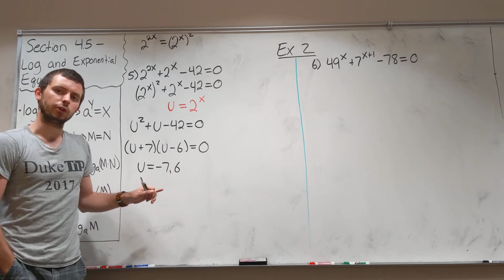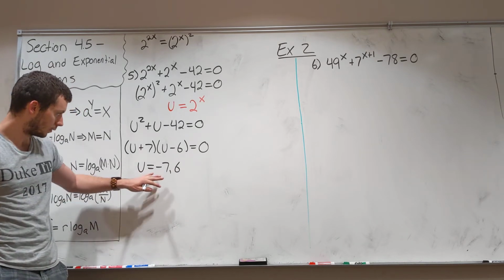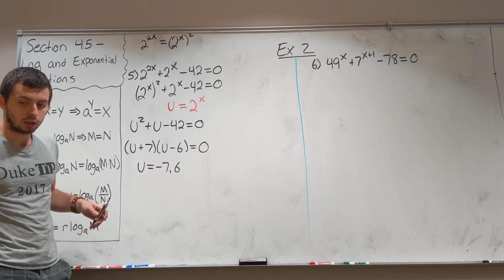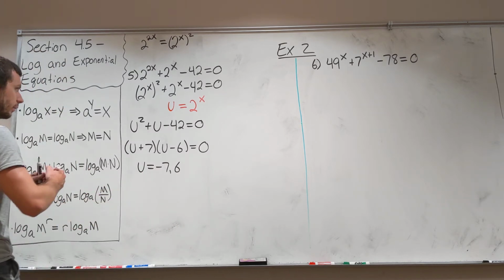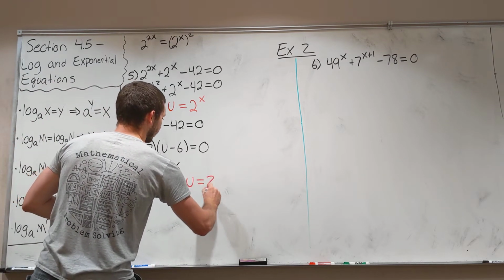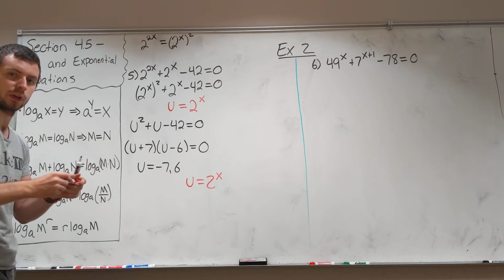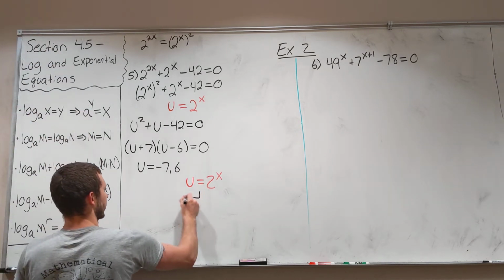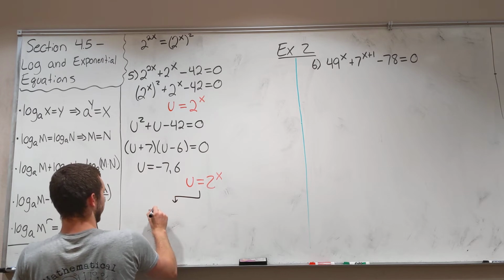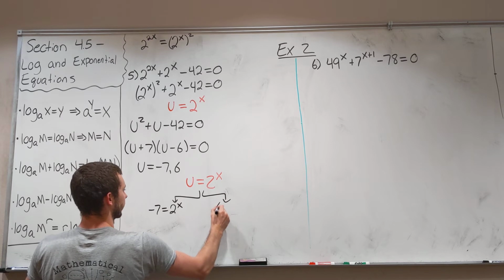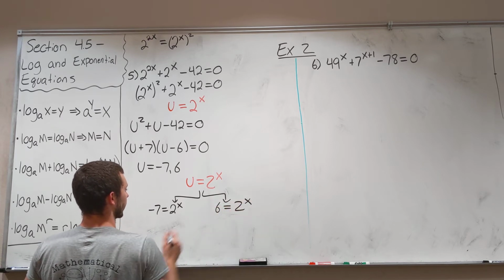But remember, anytime we use a u substitution, we have to convert back to x's. So let's remind ourselves of the rule. The rule is u is equal to 2 raised to the x, and we have 2 u values. So we do this for each u value. So now negative 7 is equal to 2 raised to the x, and 6 is equal to 2 raised to the x.